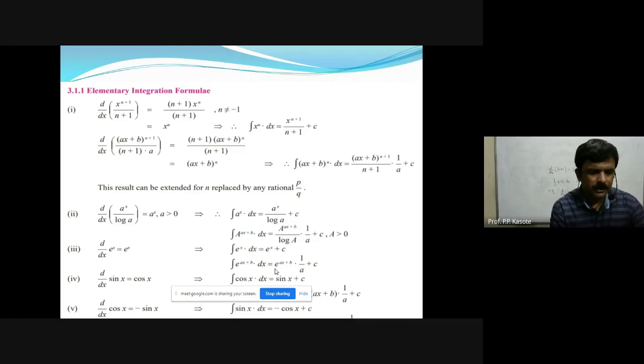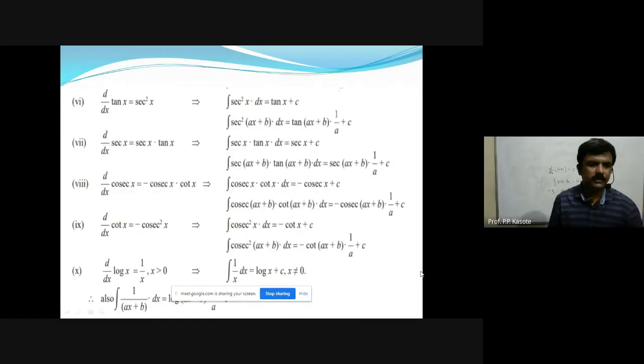Fourth result, derivative of sin x is cos x. Therefore integral of cos x is sin x plus c. Derivative of cos x is minus sin x. Therefore integral of sin x is minus cos x plus c. You can observe that the derivatives of these two and the integral of these two are almost same. The tiny differences are there of sign plus and minus.